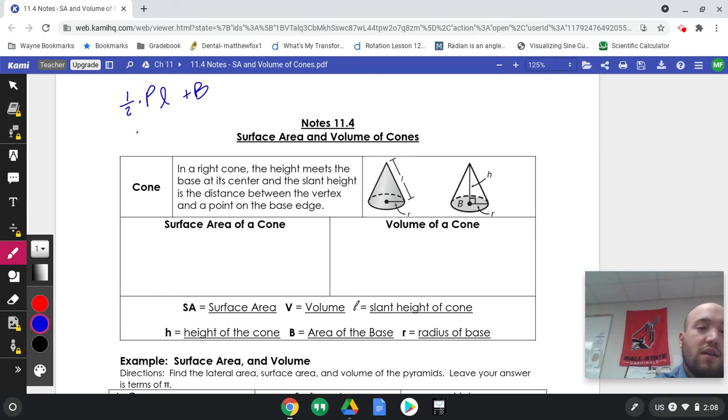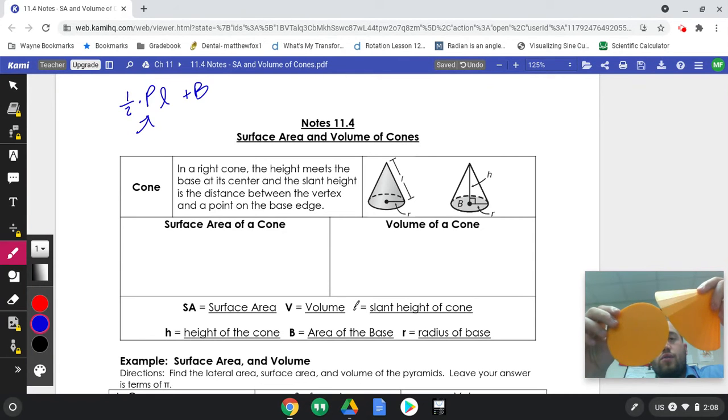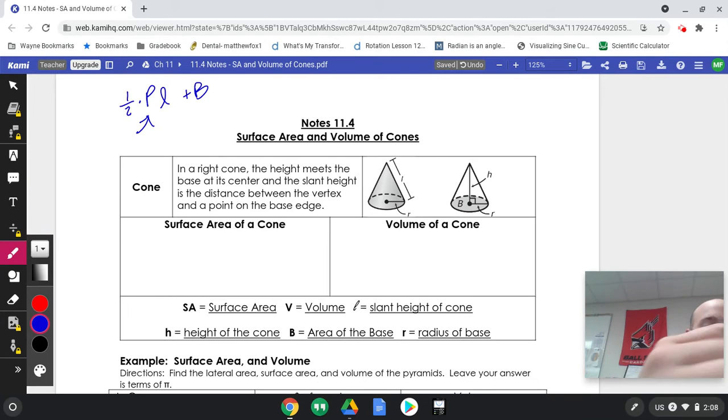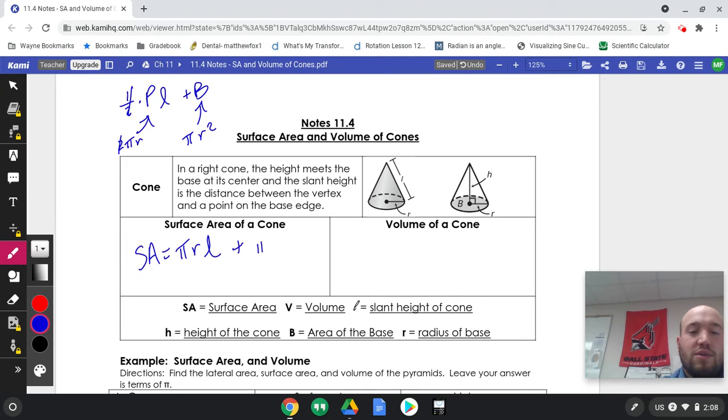Now in this case, instead of a square or a triangle, we have a circle, so the perimeter will be 2 pi r. That is the circumference of that circle. So instead of a 2 or a p, we can put 2 pi r in here. Then instead of b, the area of that base is just pi r squared. Now notice if it's half times 2 pi r, those 2's cancel, and for the surface area we're left with pi r L, where L is the slant height, plus the area of the base, which is pi r squared.